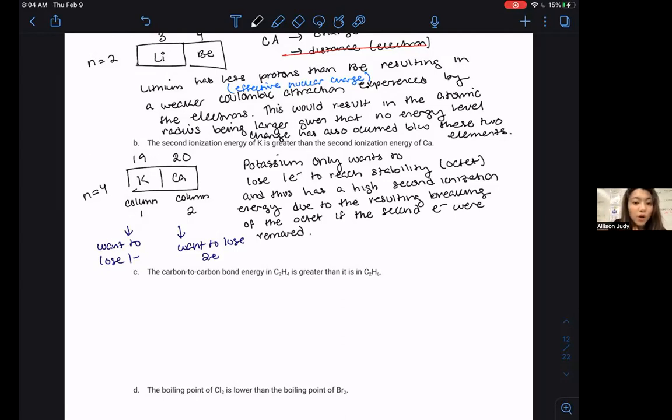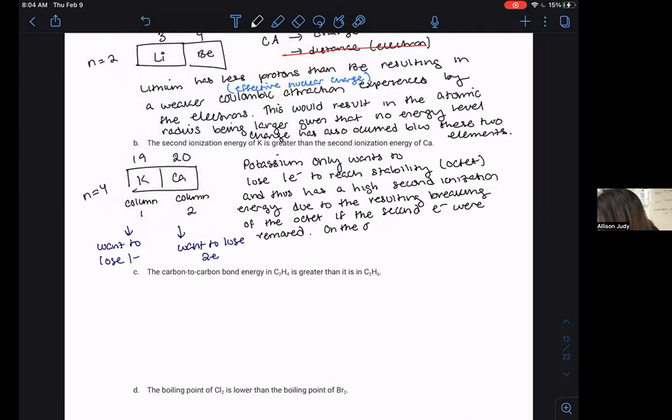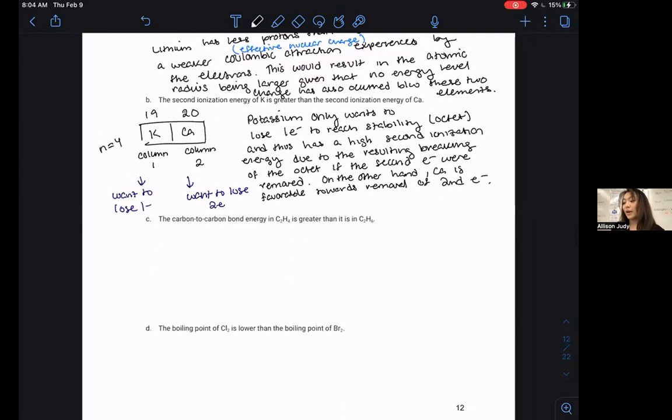All right. On the other hand, calcium is favorable towards removal of the second electron.